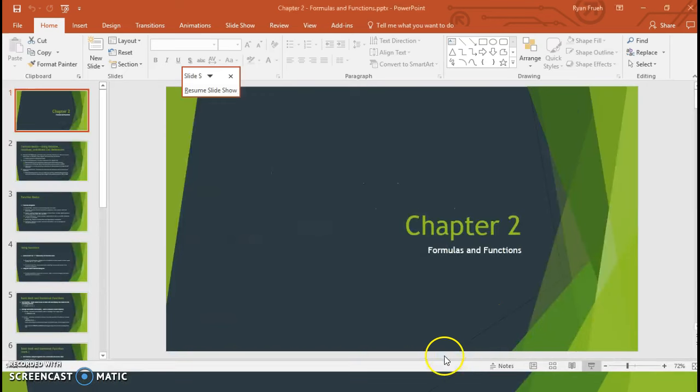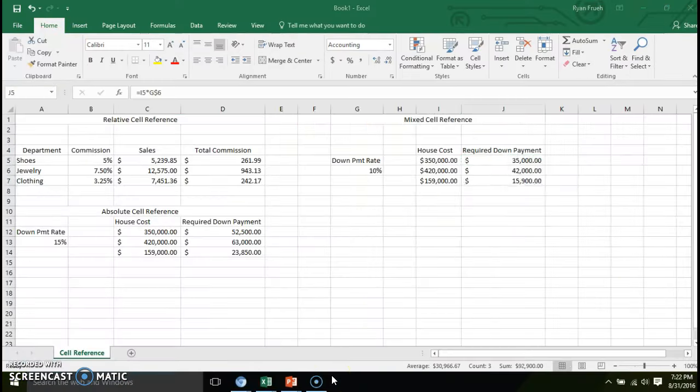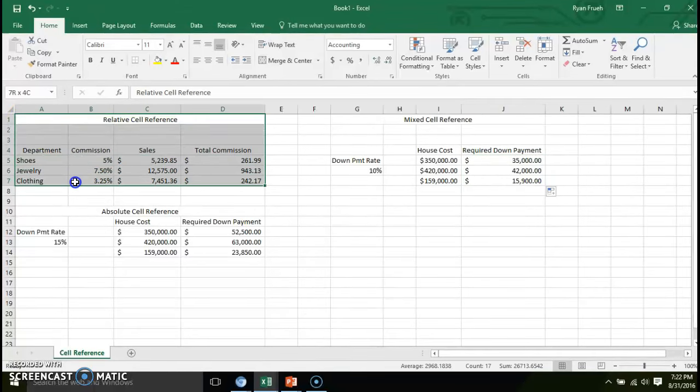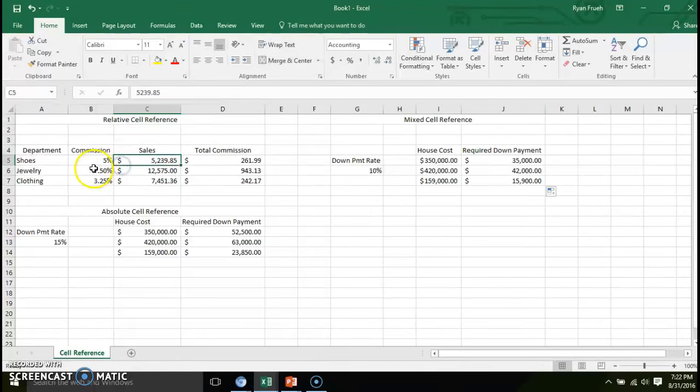So to go over examples of our different cell references, let's go ahead and find our worksheet. In this first table that I have indicated, this is an example of the relative cell reference. In this particular report, we're doing a computation on sales commissions. I have the departments here, a commission rate for each department. Notice how the commission rates differ for the departments, and then an example of some sales within those.